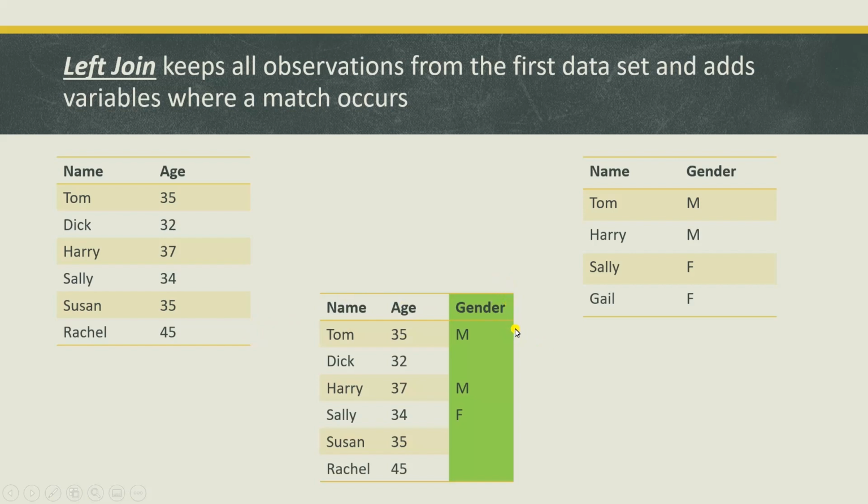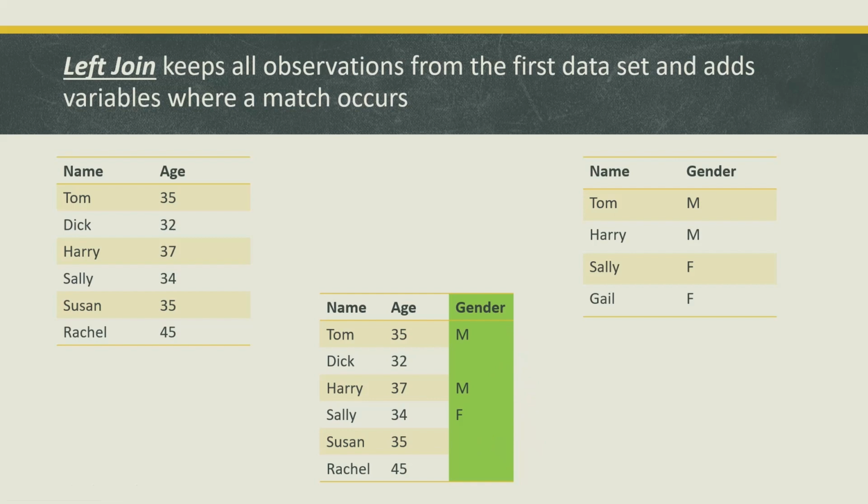Gender is added as a third column. Tom, Harry, and Sally's genders are attached because we were able to find a matching key. And then Dick, Susan, and Rachel do not have their gender populated. It's just a missing value because there was no corresponding value from the second data set to join on here. Okay, so we have an inner join, which gives us observations with the matching key in both data sets. A left join starts with our first data set and then adds in the fields, populates those values where the key actually matches, and for all others, it just sets that additional variable to missing.